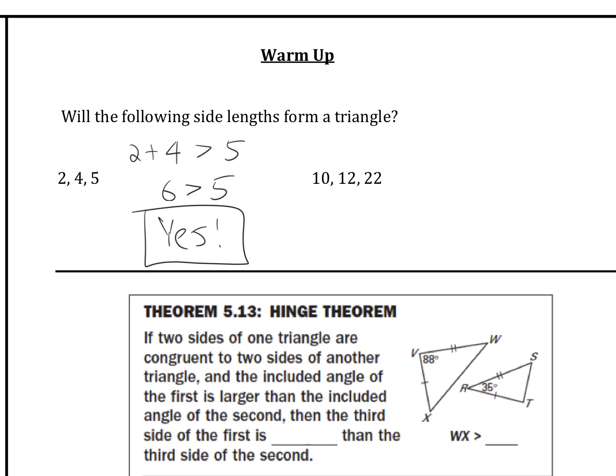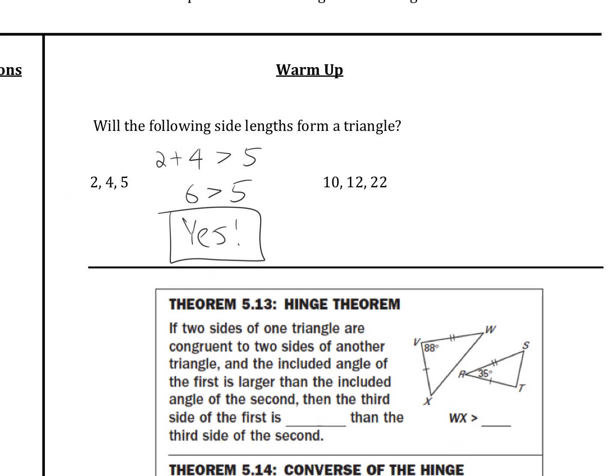We have 10, 12, and 22. What are the two smaller sides here? 10 plus 12 needs to be greater than 22. What's 10 plus 12? It is 22. Is 22 greater than 22? It is not. It has to be. It's equal to, but that doesn't work. It has to be bigger than that. So it's going to be no, it's not a triangle.